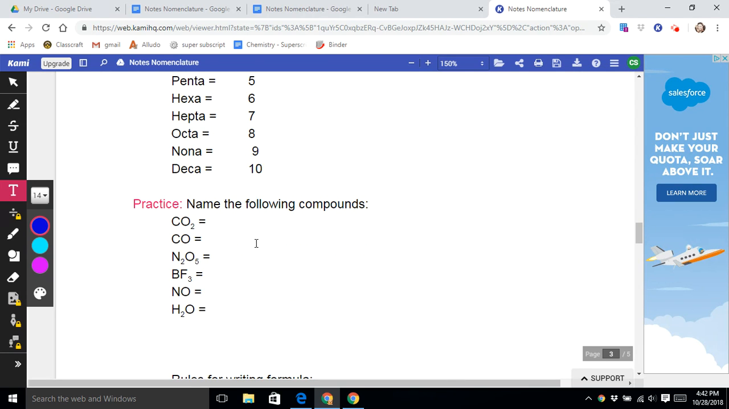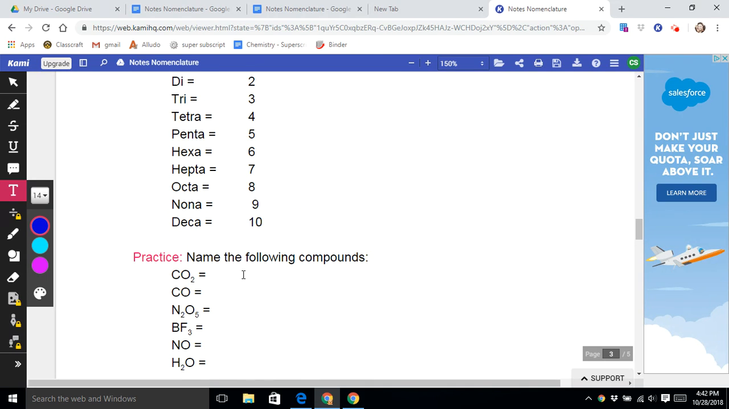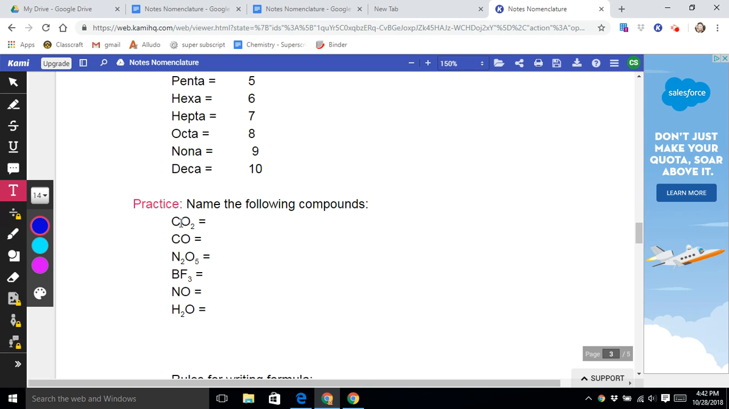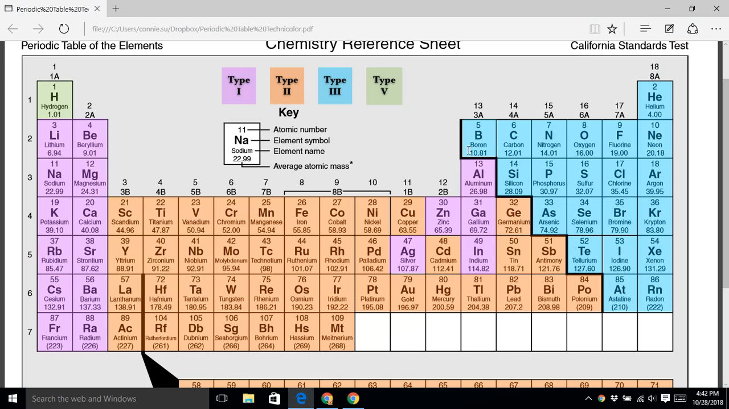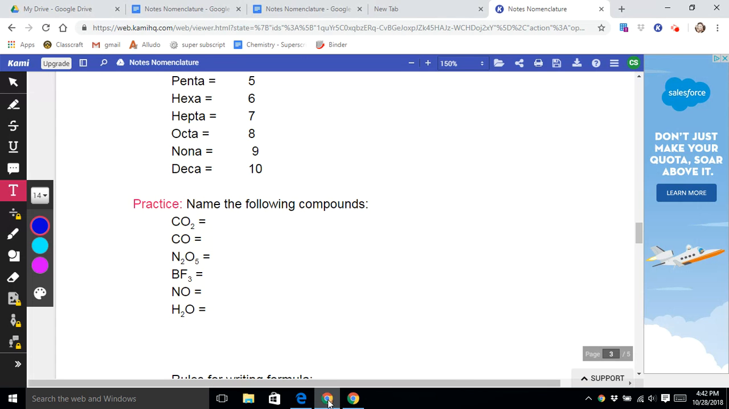All right, so to name this is very easy. As soon as you identify these as type 3, then we can just name as is and then add prefix. So first of all, we have to know this is type 3. If you look at carbon on the periodic table, carbon is the light blue one, so that's a type 3. So again, check to see what type you have before you start naming.